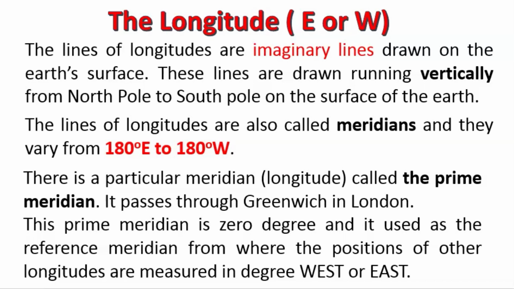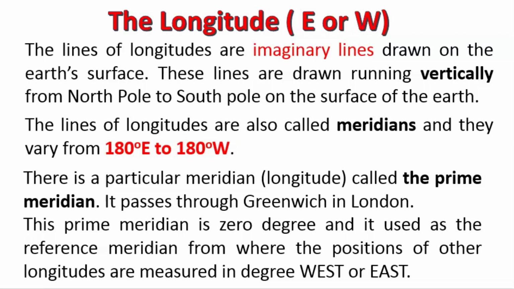Longitude: the lines of longitude are imaginary lines drawn on the Earth's surface. These lines run vertically from the North Pole to the South Pole. The lines of longitude are also called meridians, and they vary from 180 degrees east to 180 degrees west. That's very important, I want us to take note of that. You cannot have a line of longitude higher than 180 degrees. So the maximum degree of longitude you can have is 180.